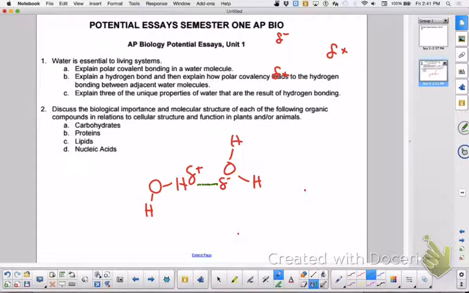Okay, then C, it says, explain 3 of the unique properties of water that are the result of hydrogen bonding. Did I give you more than 3? Yeah, I gave you several. What's the one I said I would not use on an exam? Surface tension. I wouldn't give that one. But what are some ones you could discuss at that point?